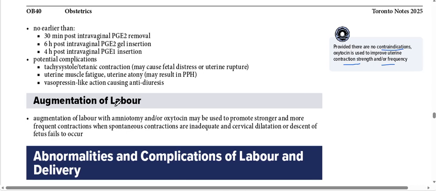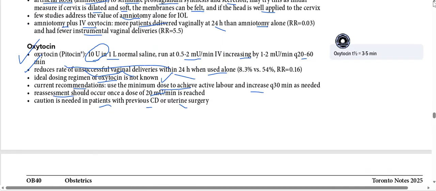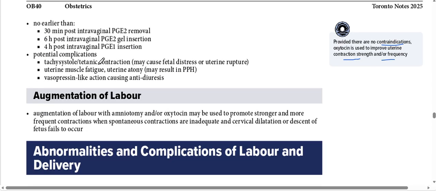Now, when we provide oxytocin to the patient, it should be no earlier than 30 minutes after removal of the insert, and 6 hours after prostaglandin gel insertion. So we give oxytocin only after this. If we have given prostaglandin E2 gel, we wait 6 hours before giving oxytocin. Both of these should be used one after the other.